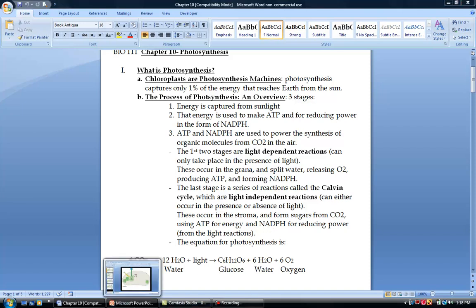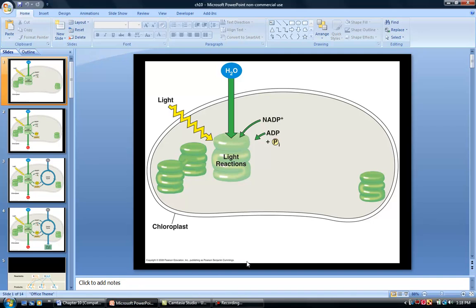So let's look at our PowerPoint about this. This big blob on here is going to be the chloroplast, and the chloroplast is going to be where all of this photosynthesis is going to happen. Now inside of the chloroplast, you're going to have these little things right here, and those little things that look like green poker chips are going to be thylakoids. And when you have a whole stack of thylakoids, that's called a grana.